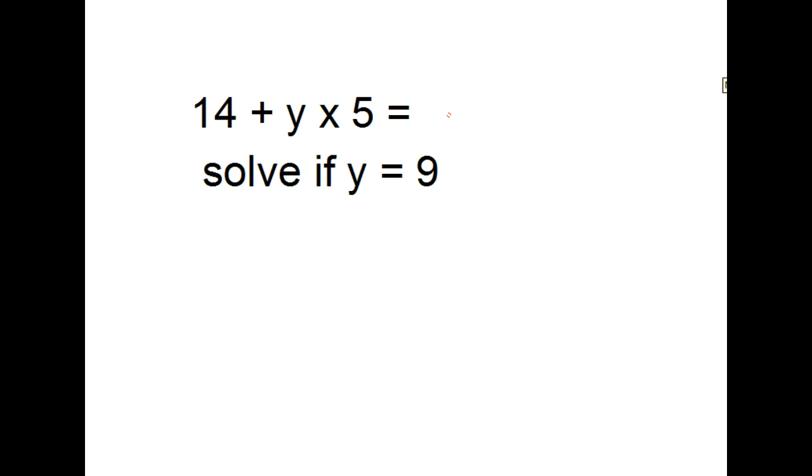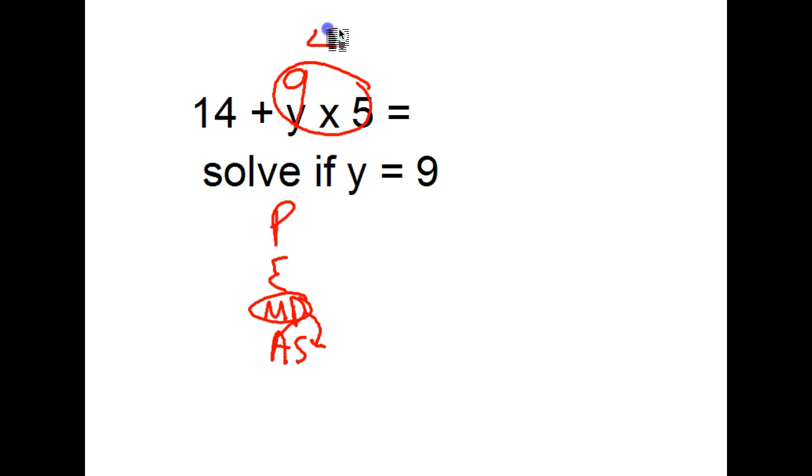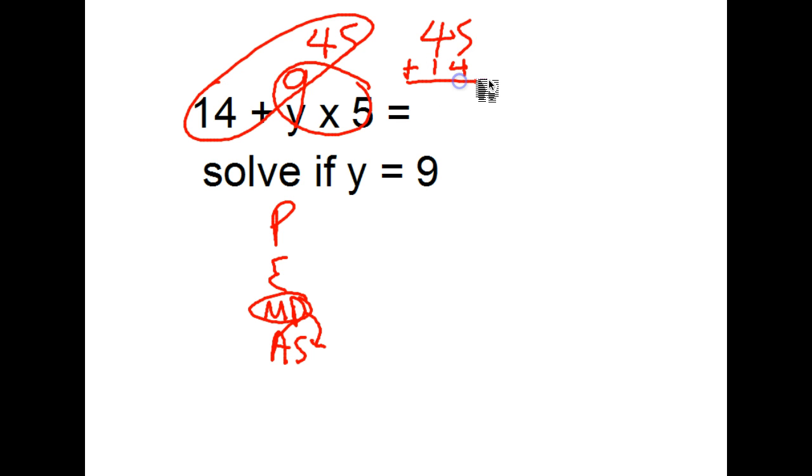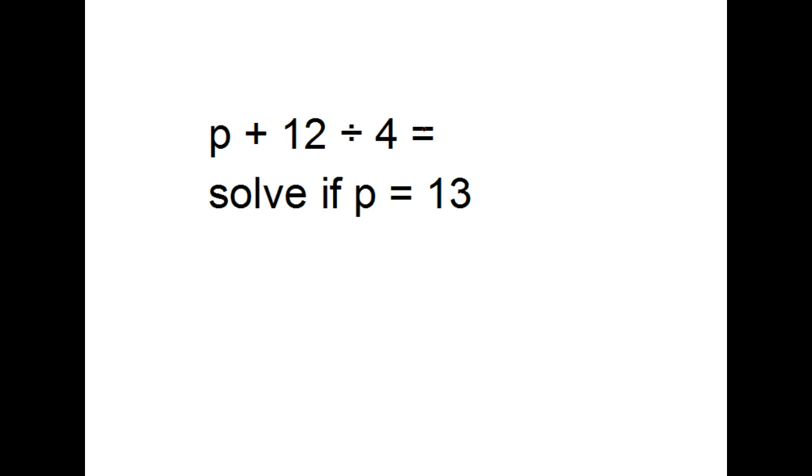Solve if y equals 9. Put the 9 in for the y. This time we've got adding and multiplying, and according to our tower of power, please excuse my dear Aunt Sally, multiplying and dividing would be above adding and subtracting. So I'm going to do the multiplying first. 9 times 5, 45. That leaves me with 45 plus 14, 59. For the rest of them, I'll let you stop the video each time and you try it out.